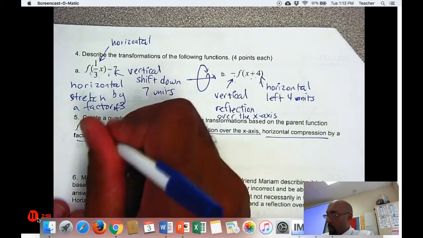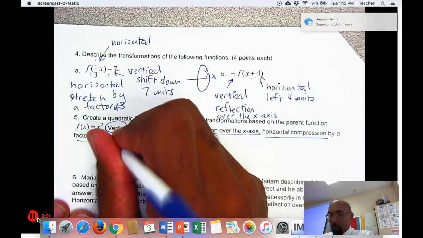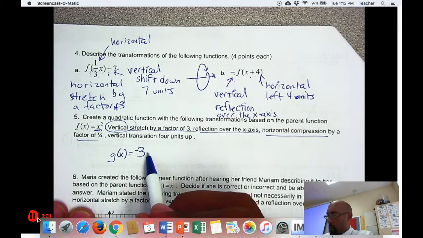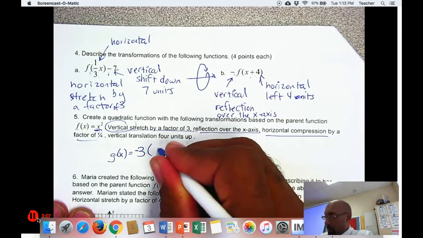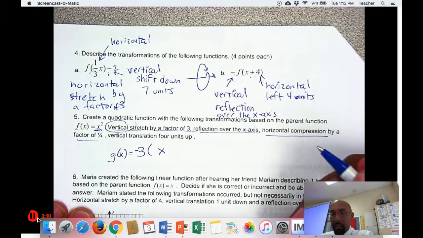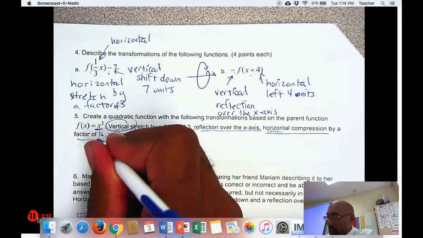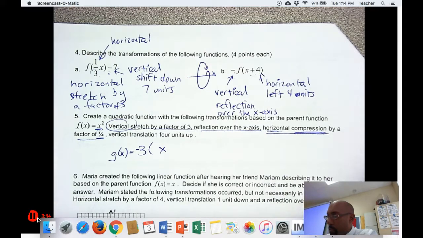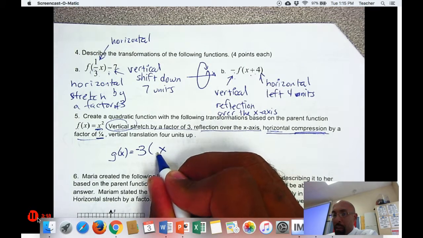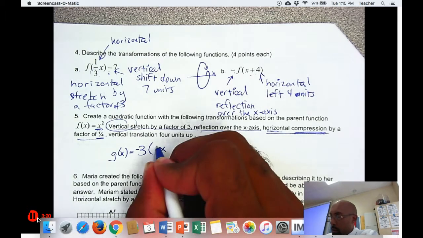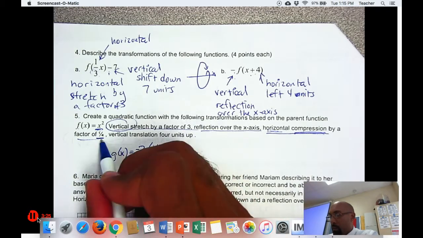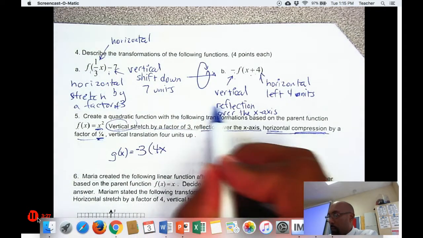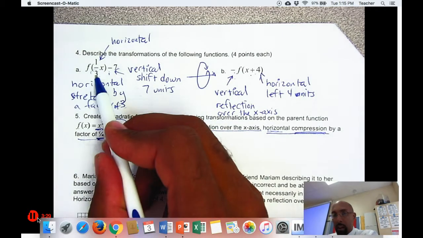Okay, so we want it to be compression. Okay, so that means it's going to be inside. And now it's saying it's going to compress, right? Compress. This number should be bigger, because remember we're inside. Okay, bigger numbers inside cause it to compress. And that's why it's 1/4, because remember, like I said up here, it's the reciprocal of that.